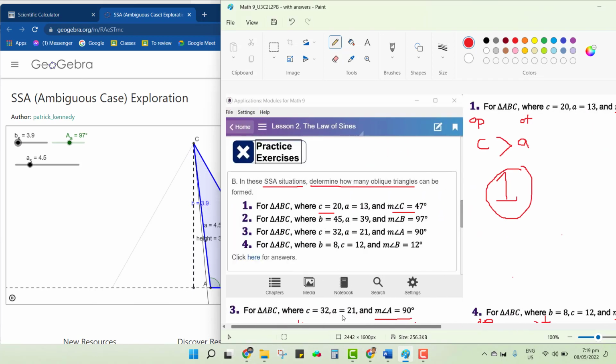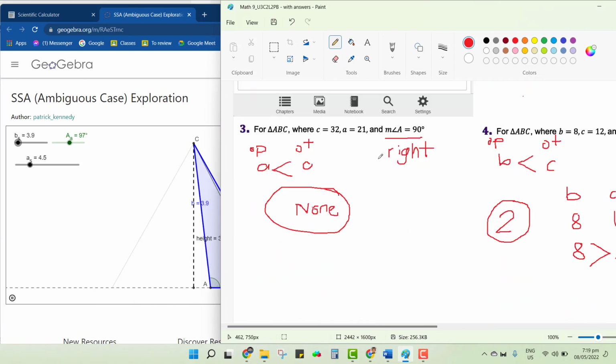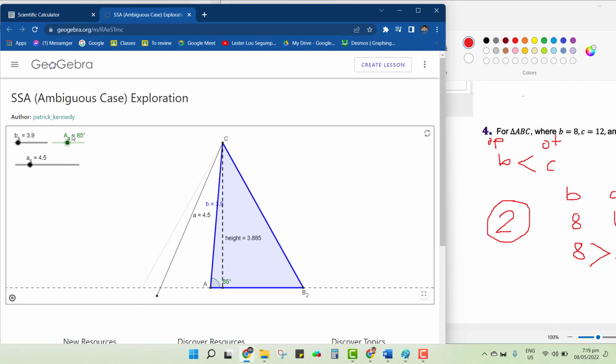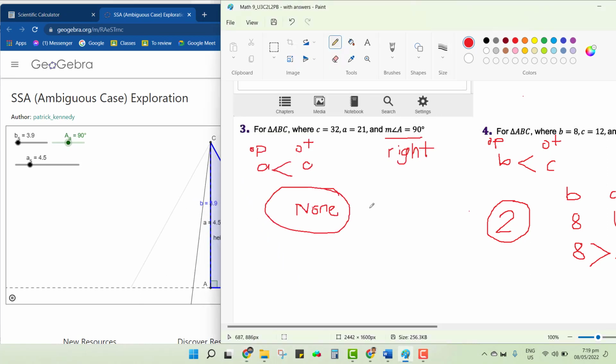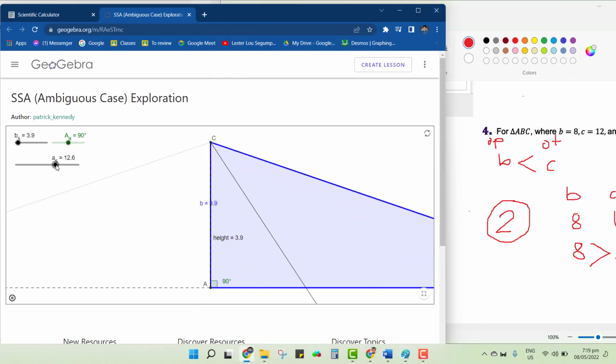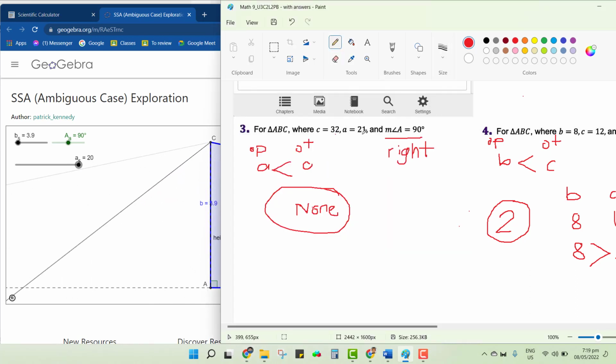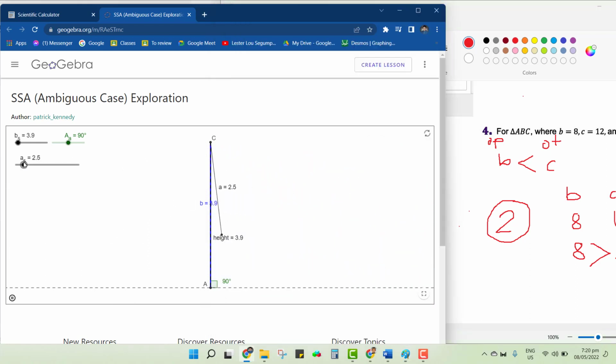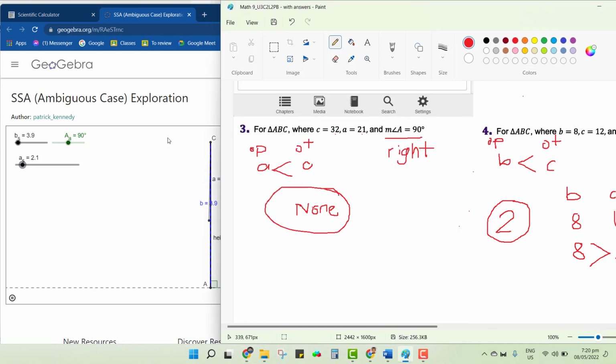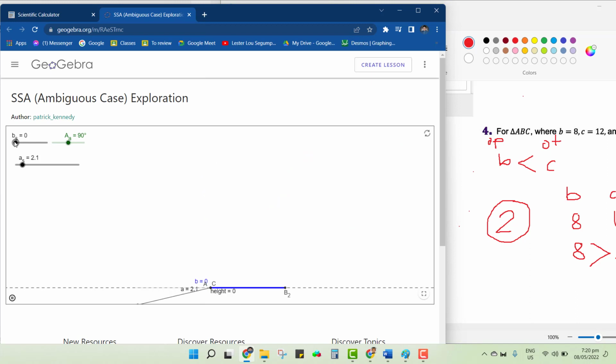Number three is where we have here the situation, a 90-degree angle. So let's have it 90. And then the opposite side, A, is 21. So here is 20. Oh, it will not reach 21. So let's just use 2.1 just for illustration. 2.1, and the 3.2 for the other side.